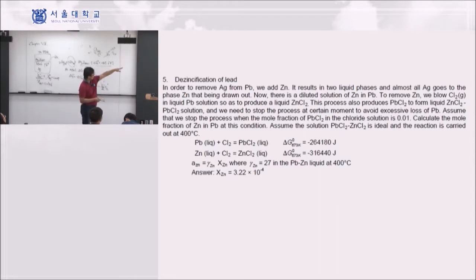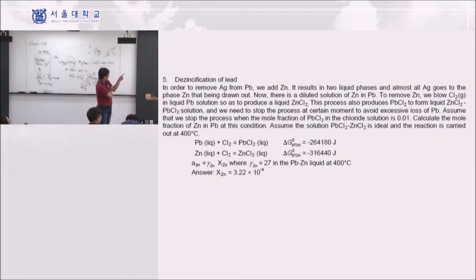If you do that, it will produce liquid ZnCl2, and this process also produces PbCl2, so it will eventually form a ZnCl2 and PbCl2 solution. We need to stop the process at a certain moment to avoid excessive loss of the lead. Because if you add more and more chlorine, all the lead will become lead chloride. Then you are purifying it, but actually you are losing your resources simultaneously. So we have to stop at a certain point.